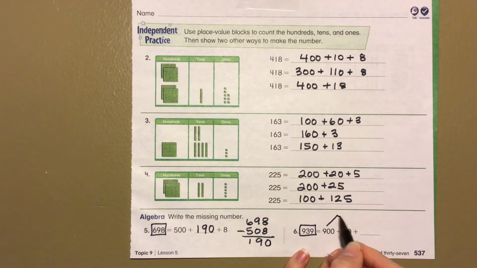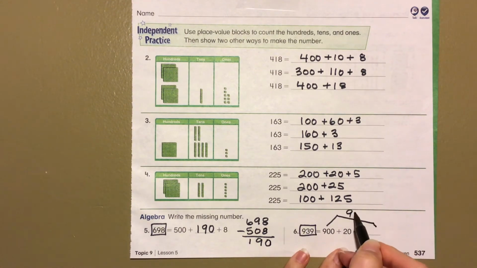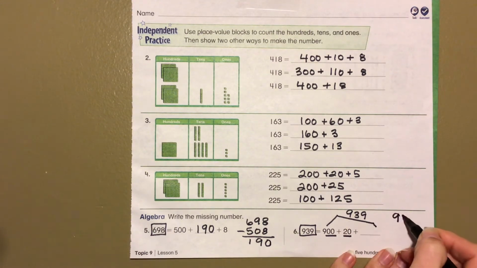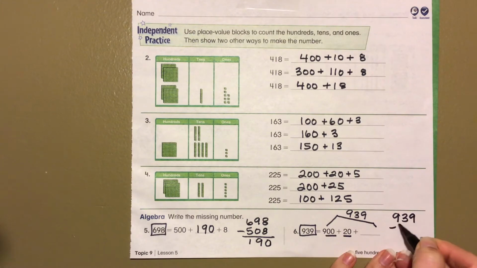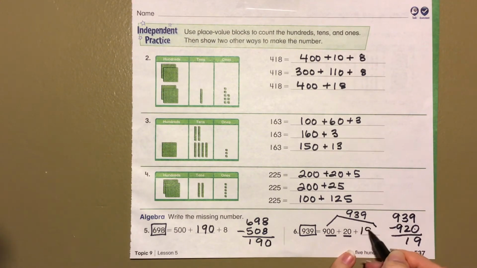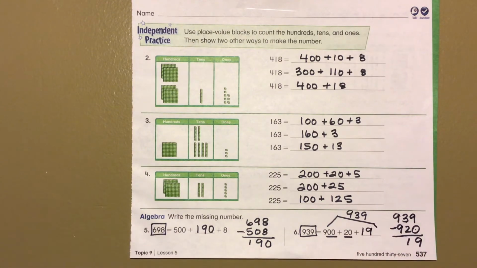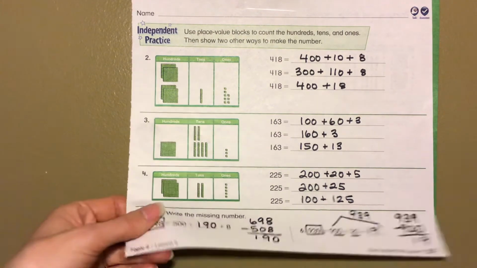Now let's take a look at this one. 939, we know that this needs to equal 939. We only have 920. So 939 minus 920. 9 minus 0 is 9. 3 minus 2 is 1. 9 minus 9 is nothing, so we know that it's going to be 19. All right, let's head to our back page here.